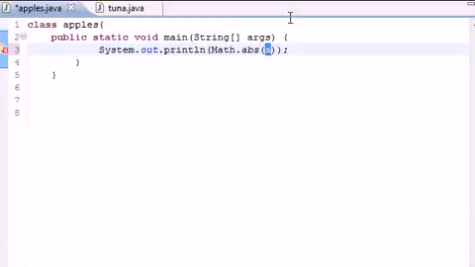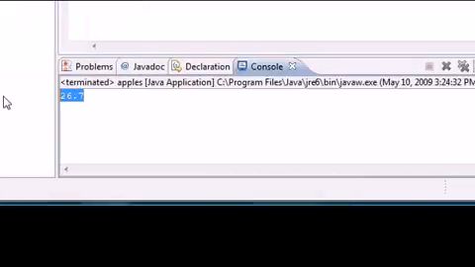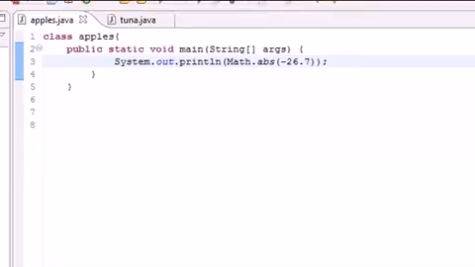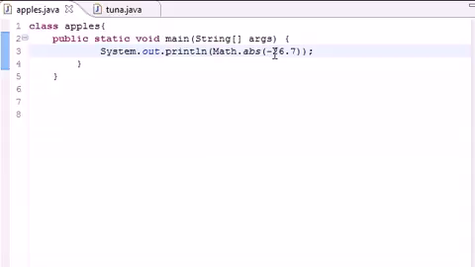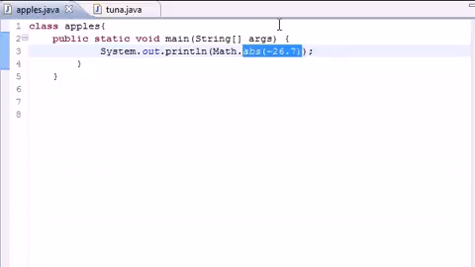Now what the absolute value does is take any number, negative or not, and give you the absolute value of it. So if you have 26.7 and you go ahead and run this, it would output 26.7. If you have a positive 26 it would give you 26. If you have negative 26 it would give you 26. How much away from 0 that this is. So that's what ABS does, absolute value.